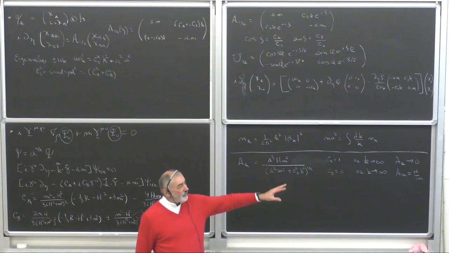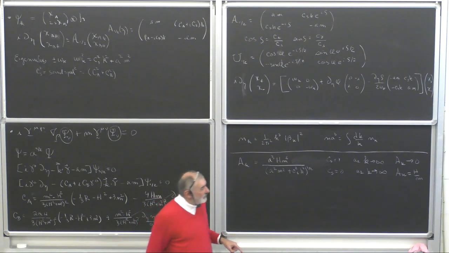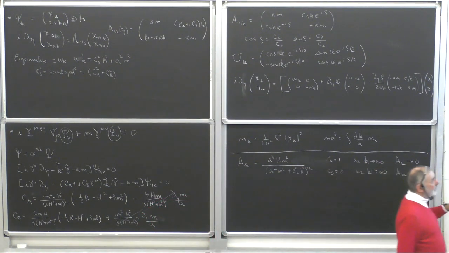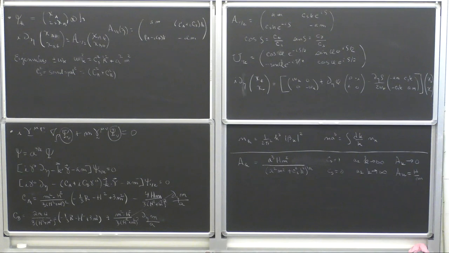So, when we first calculated this, I expected this to turn over, and I kept running for larger and larger values of k, and sort of said, what is this feature? Why does it continue to grow with k?